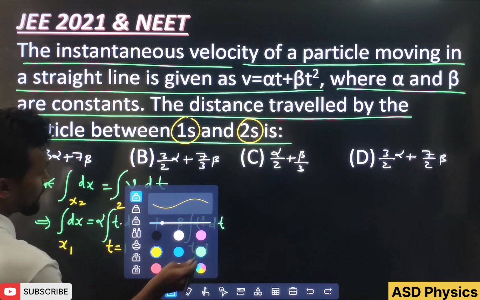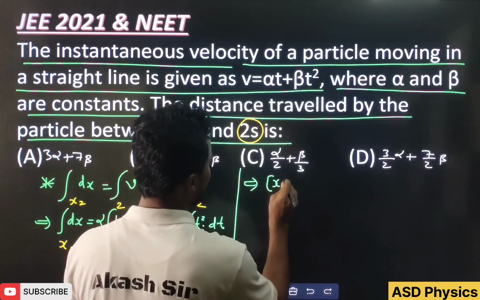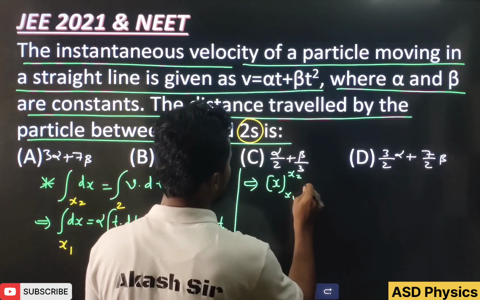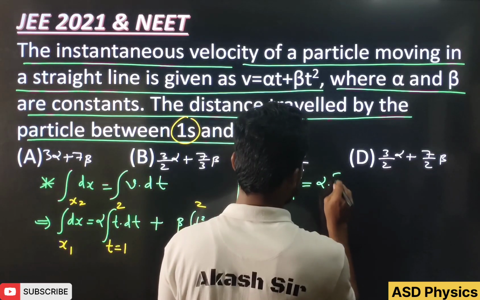So what will happen here, students? Let's go ahead. Again we can write integration of dx means x, from x1 to x2. And here can you see, integration of t dt from 1 to 2? So alpha t dt means what?